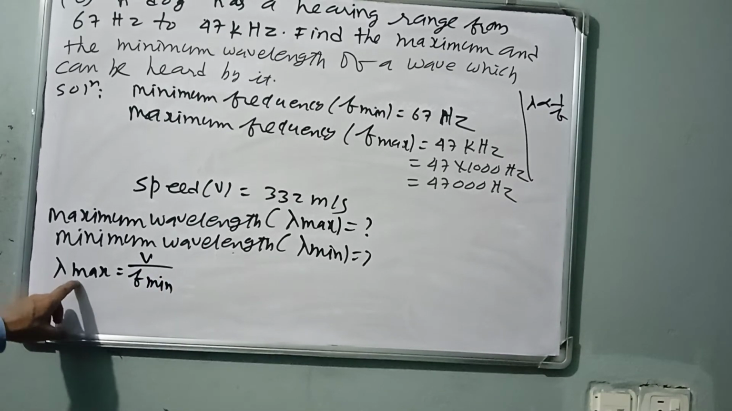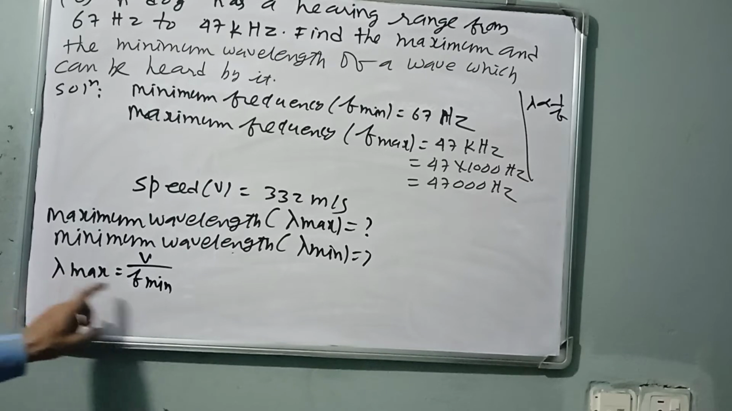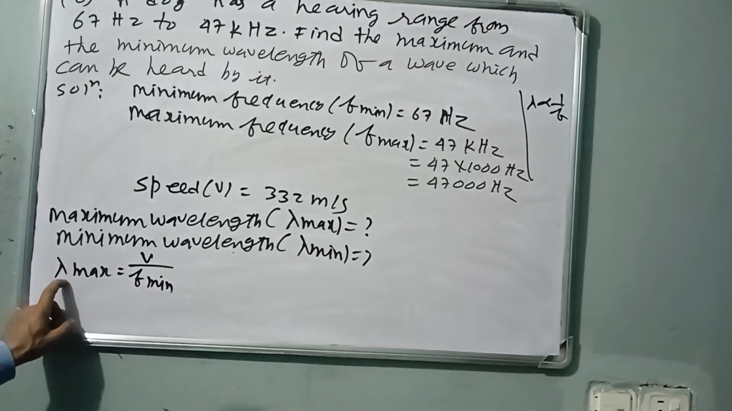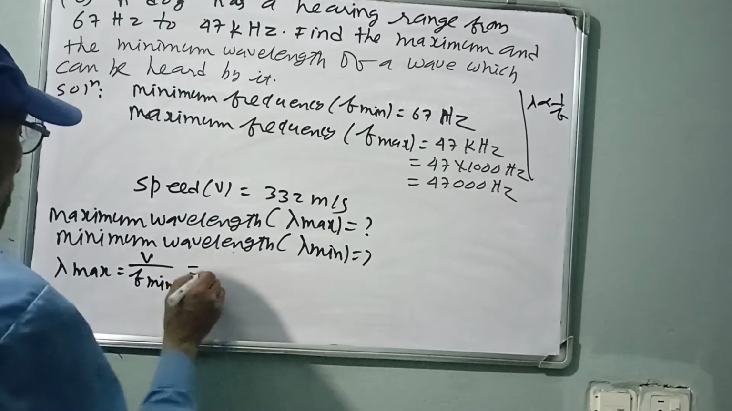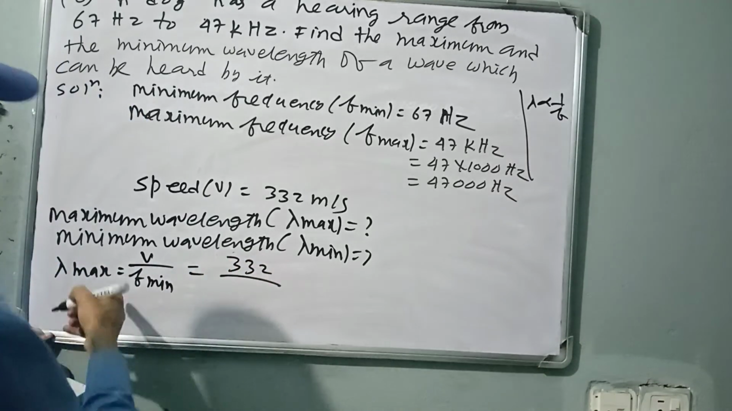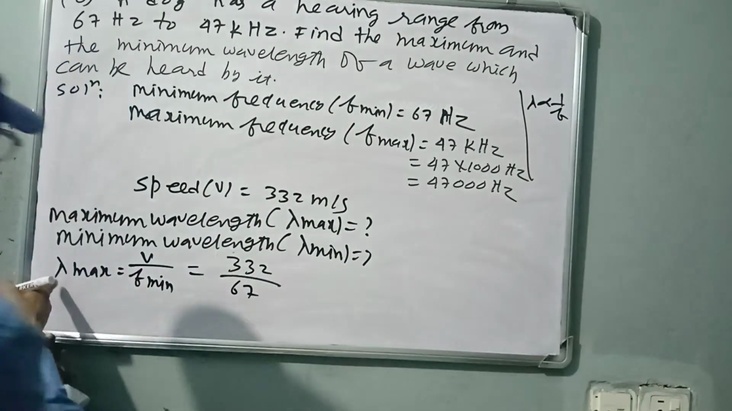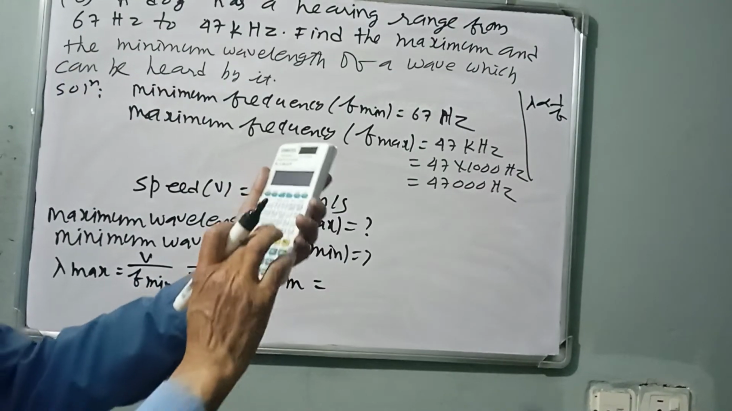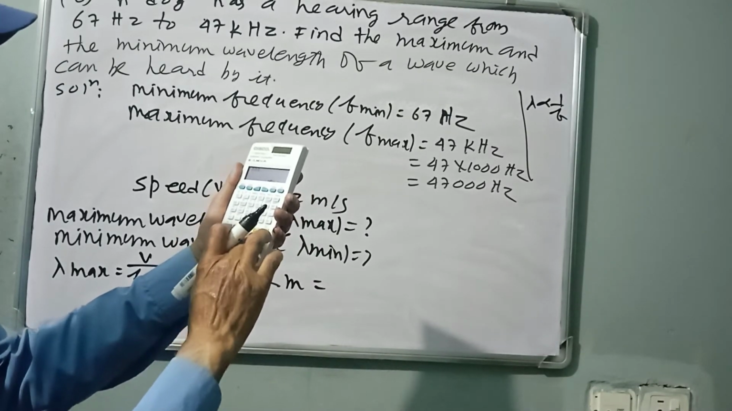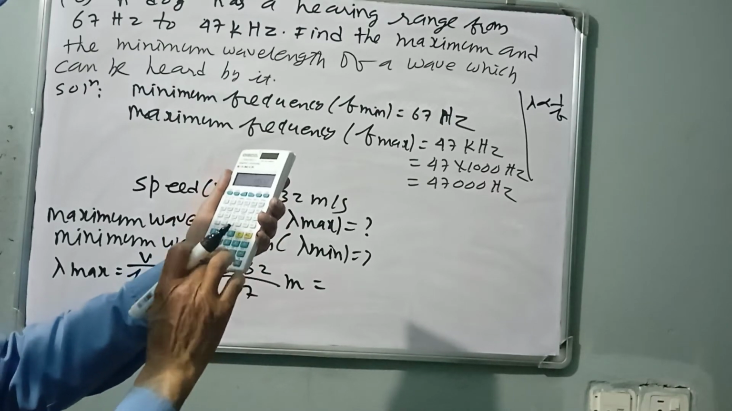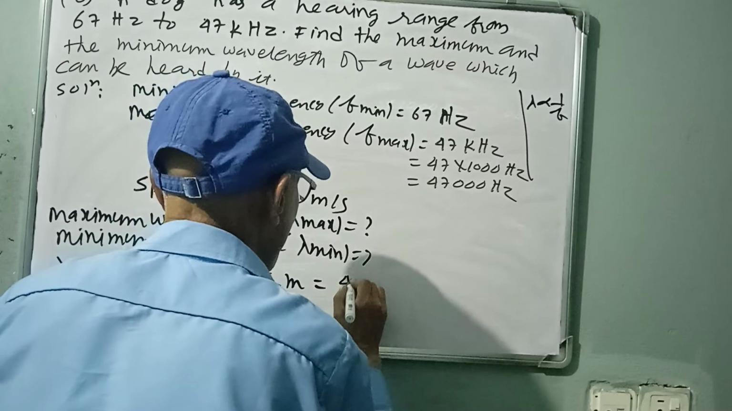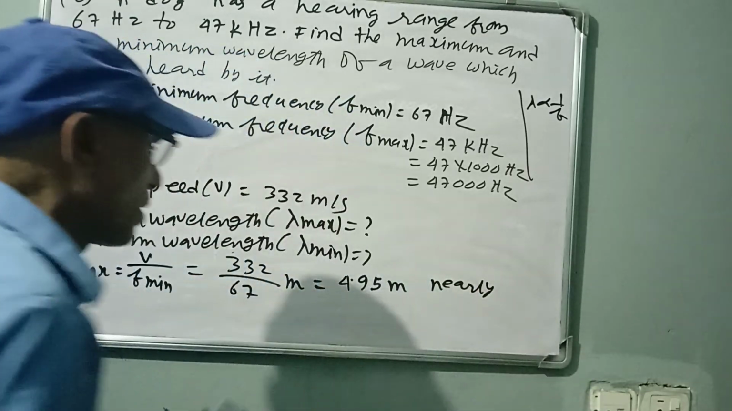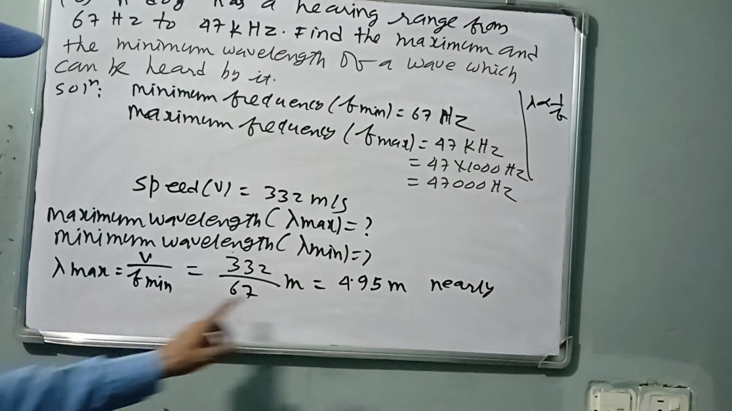To find the maximum wavelength, frequency should be minimum, and to find the minimum wavelength, frequency should be maximum, inversely proportional. v is 332 and f min is the smallest, 67. Lambda max in meter. Now I will show you how you have to solve 332 by 67. I see 332 divided by 67, 4.95 meter nearly. Here I have written only 2 points after the decimal, about 4.95 meter.